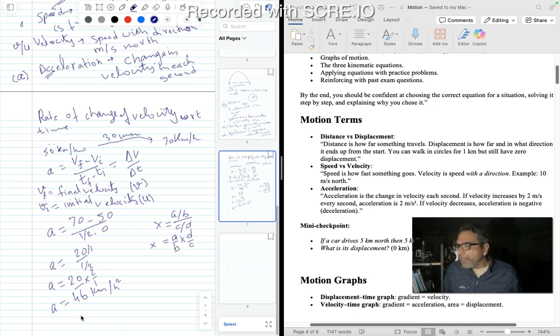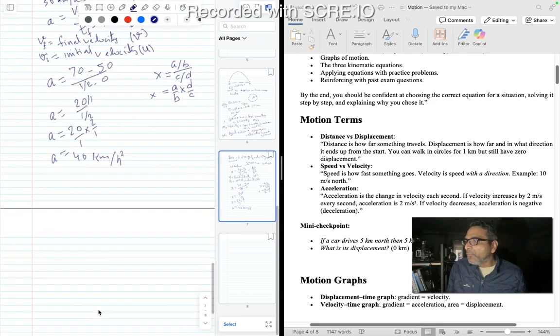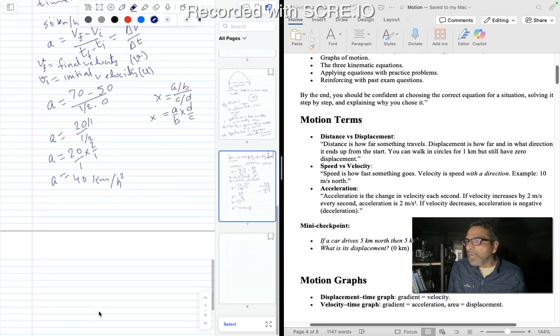Okay, so remember that, and we can also check our units or the answers. Here it is 40 kilometer per hour square. Okay, so this is the correct way. So now you have a bit of taste of what these terms are, right?